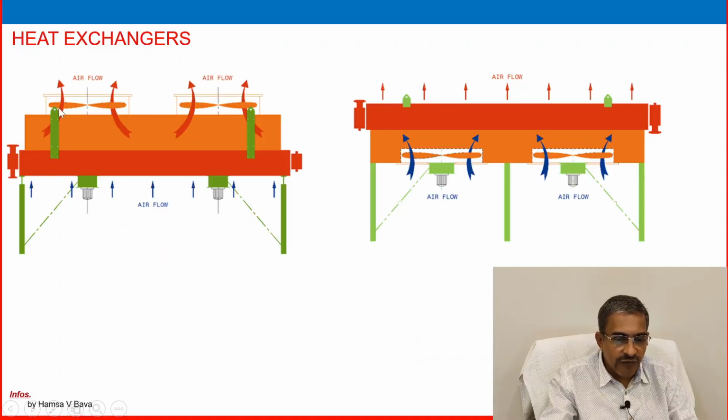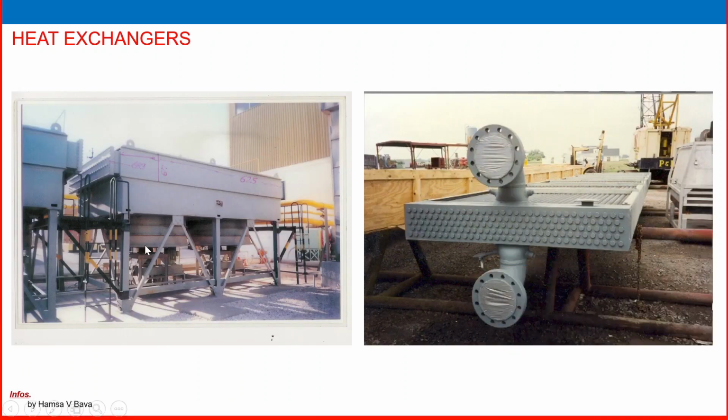This is another one. Airflow is there. Sometimes it is one motor and one fan, or sometimes it is two fans, according to the cooling requirement and the temperature reduction requirement. Based on that, we will make a double fan type or single fan type. This is a typical physical and clear image of a fin fan cooler in oil field operation.